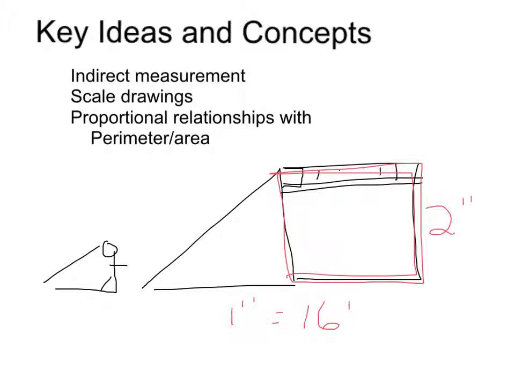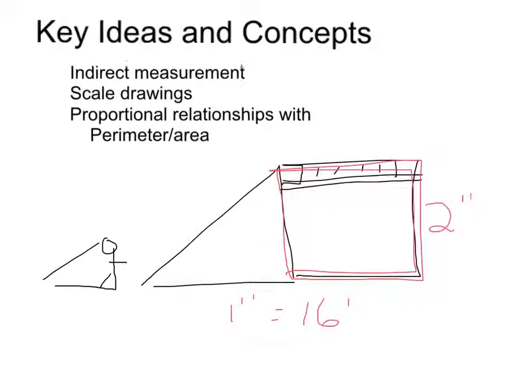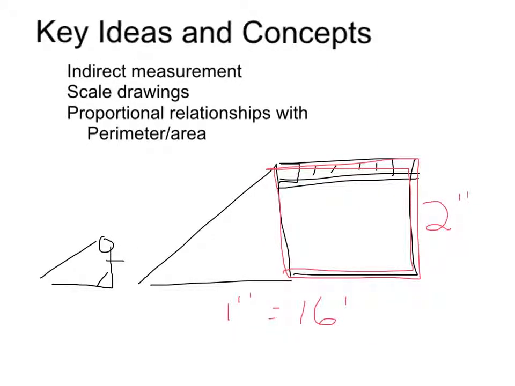And then finally, we need to be able to do proportional relationships with perimeter and area. So if we had a similarity ratio of 2 to 3, then the perimeter of the larger figure would also have a relationship of 2 to 3. However, the area would have a relationship of 2 squared to 3 squared, or 4 to 9.